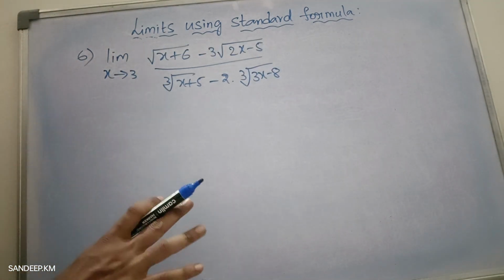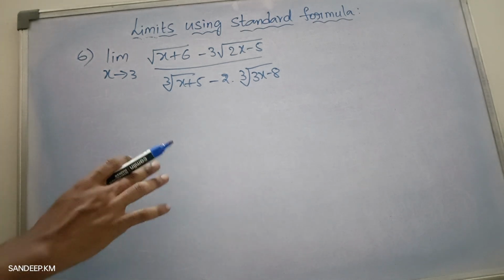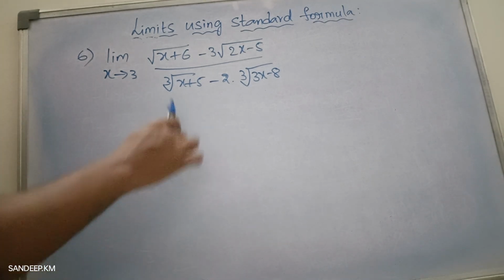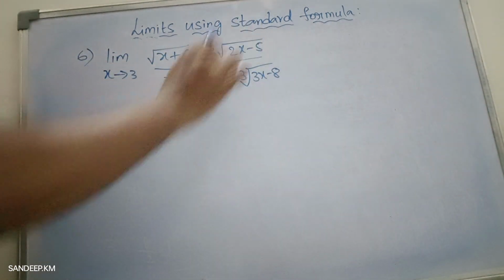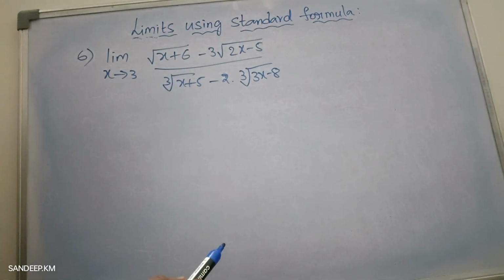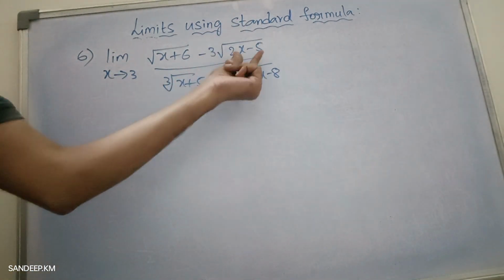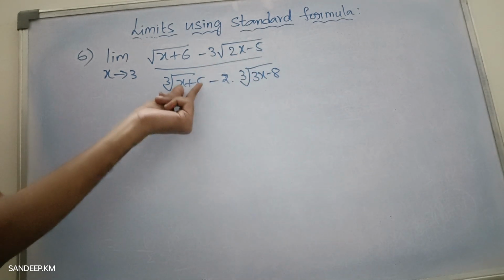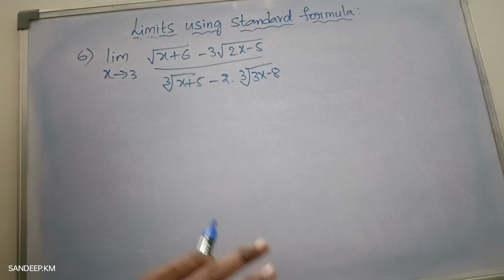Okay, this is our sixth question, the last question in this video. But before solving this, I just wanted to ask you one question. Why did this particular question come under this concept, under standard limits? Because look at this, the base is a binomial, 2x minus 5 or 3x minus 8 or x plus 5 or x plus 6. All these are binomials.